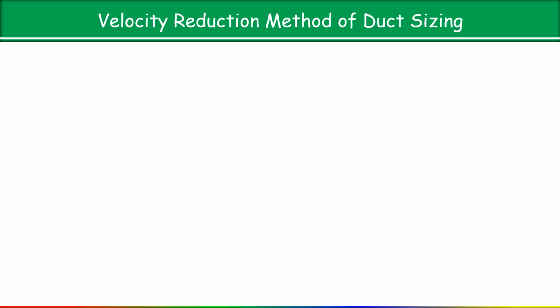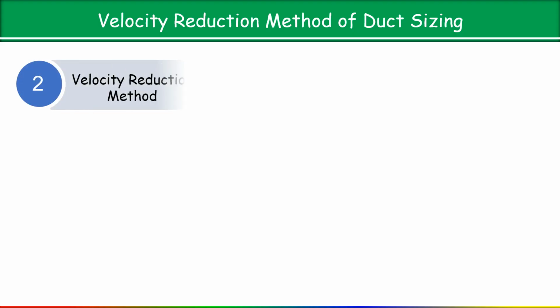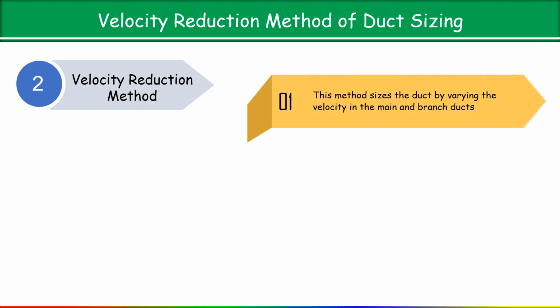In this lecture we'll show you the second method of duct sizing, which is the velocity reduction method. What is this? This method reduces air velocity in successive sections of the duct system to control noise and pressure drop, and it is ideal for systems requiring a noise-sensitive environment.